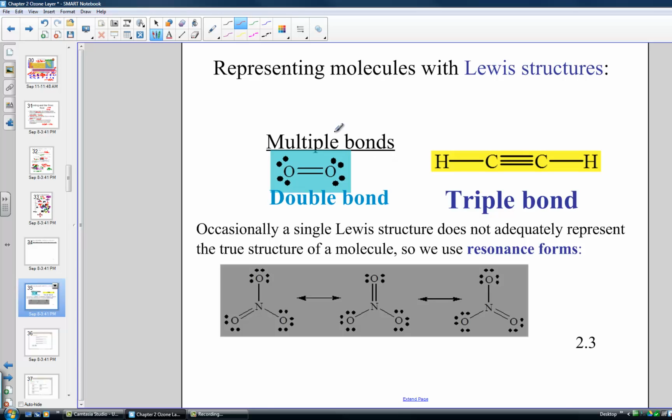We've introduced the idea of multiple bonds. We saw how oxygen, the molecular oxygen O2, actually forms a double bond with its 6 valence electrons, so that both of those end up with 8. So 2 shared pairs represents a double bond. Here's a molecule. This is acetylene, C triple bond C, single bond H. This is called a triple covalent bond, which is 3 shared pairs. There's nothing bigger than a triple, we've already mentioned.